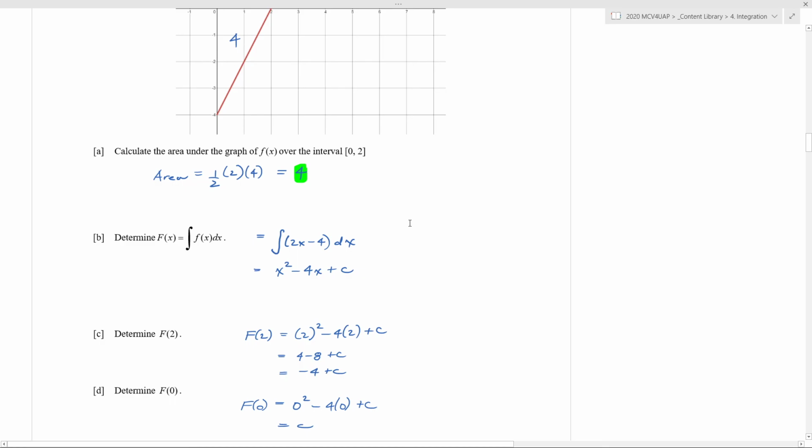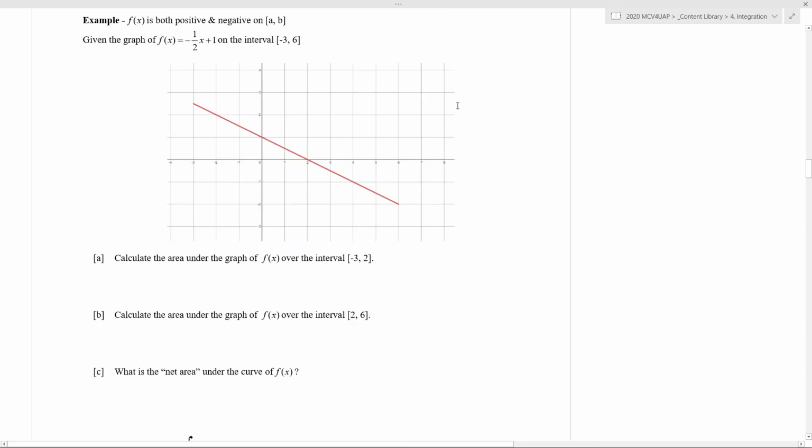Okay, and I think I will stop there. And we will pick up next class with this example. Let me just put an asterisk here beside it. We'll pick up here. So what happens when the function has parts that are both positive y values and negative y values? What would happen in that case?